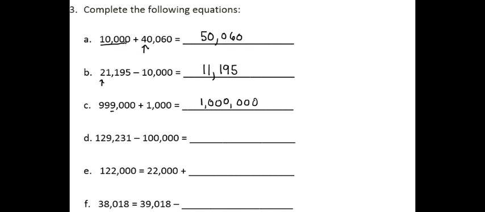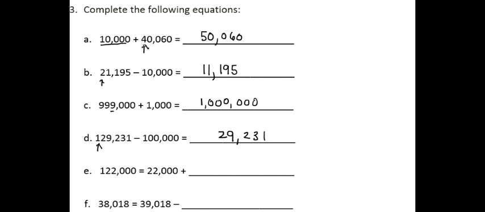In the next problem, I'm subtracting a group of 100,000. Well, I only had one group of 100,000 at the start, so we'll just take that 100,000 away, and that leaves me with 29,231.